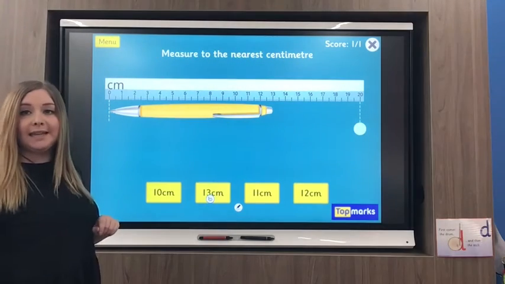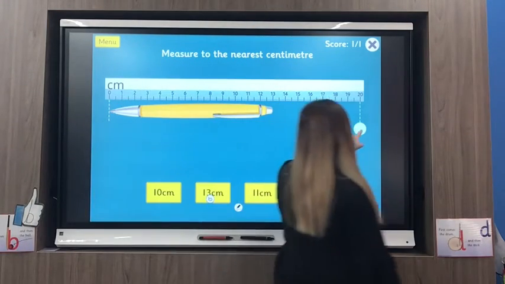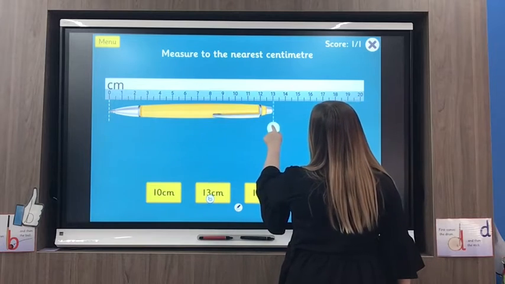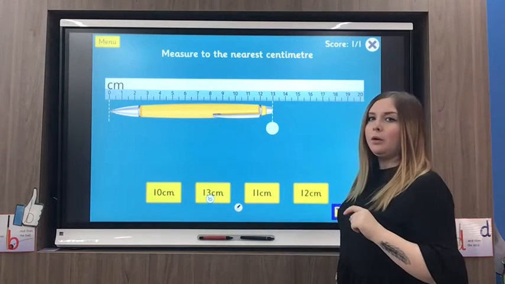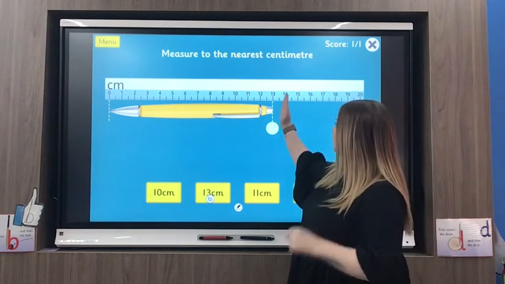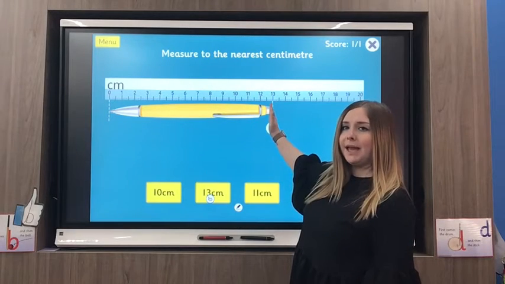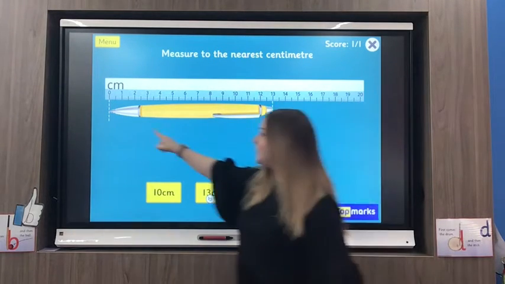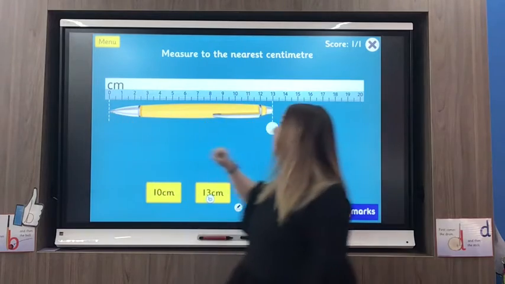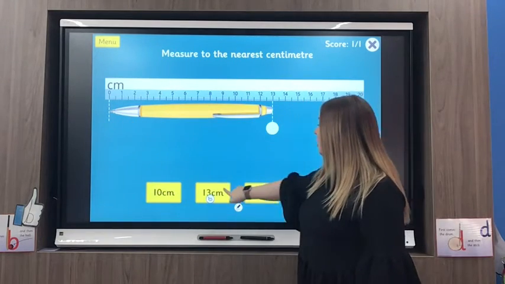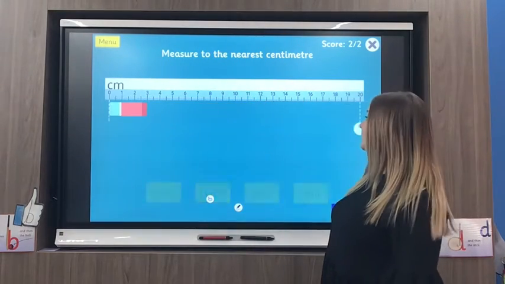This time we've got a yellow pen. So let's have a think, where does it end? Okay, I've dragged this down to help us. We're stopping here because that's where my pen ends. And we've started at 0. Okay, so that would be 13 centimetres.